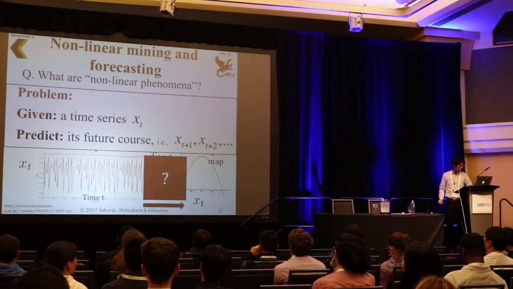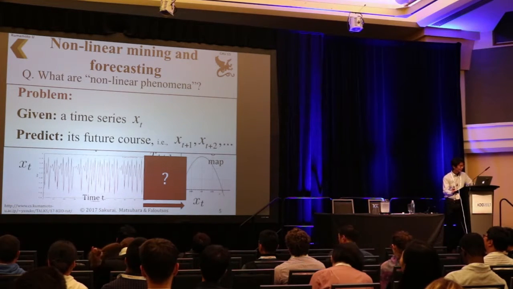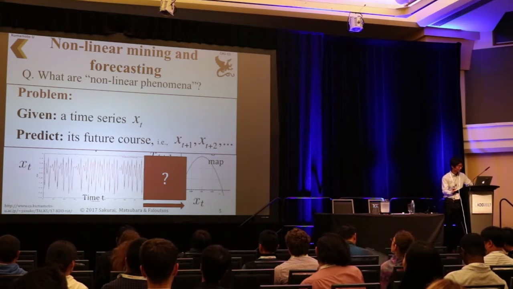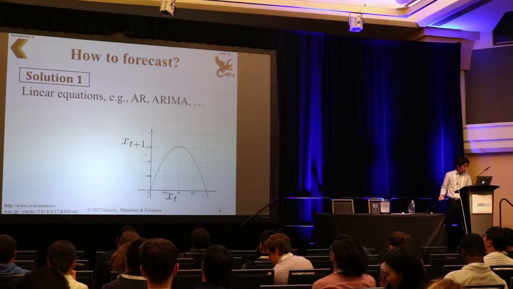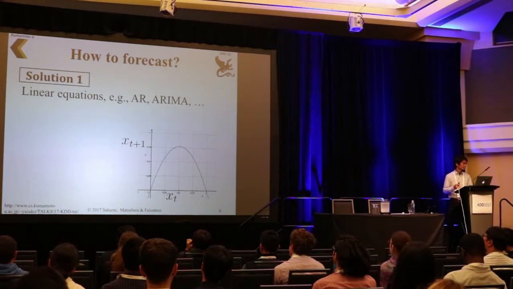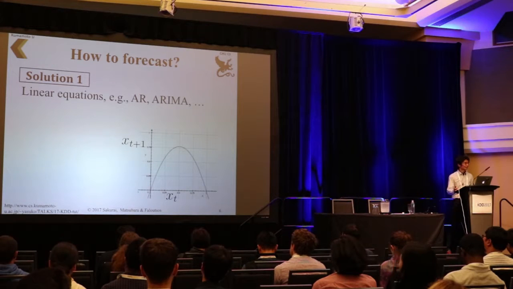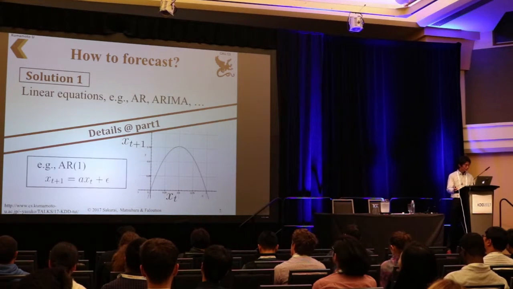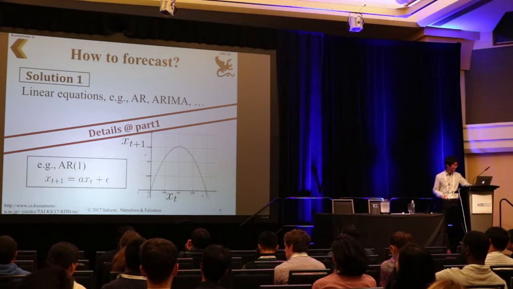So the problem is, given time series data, we want to predict the future data, like this. We want to forecast the future data. We can consider several solutions. Solution number one is a linear equation, like AR and ARIMA, which were presented in part 1.